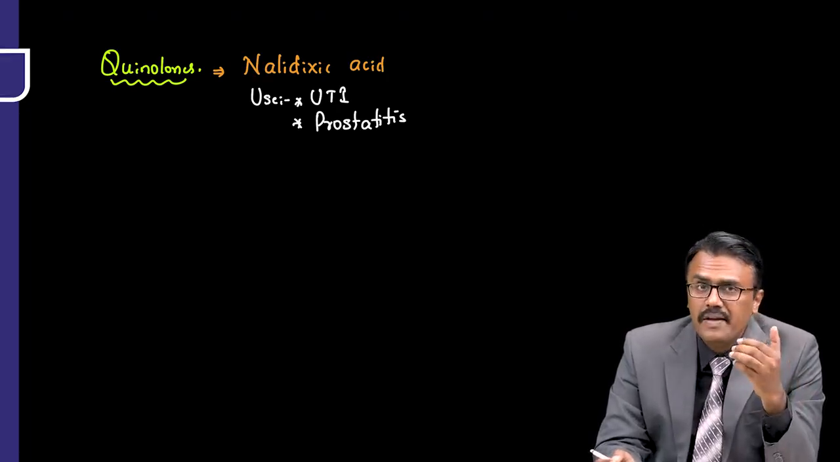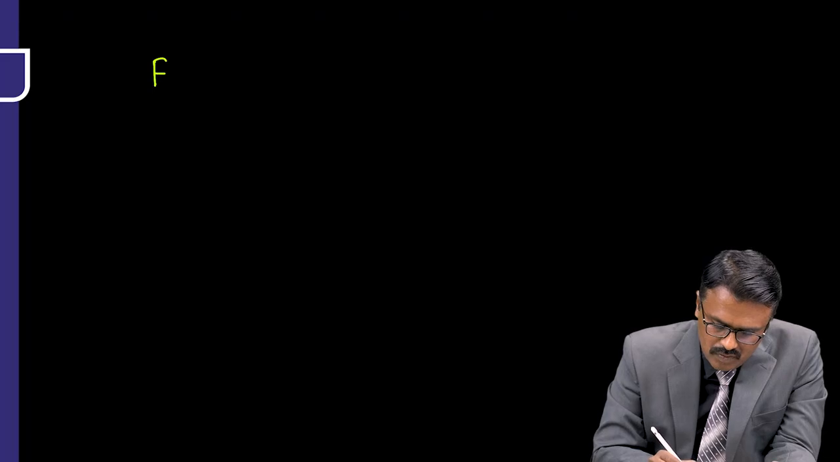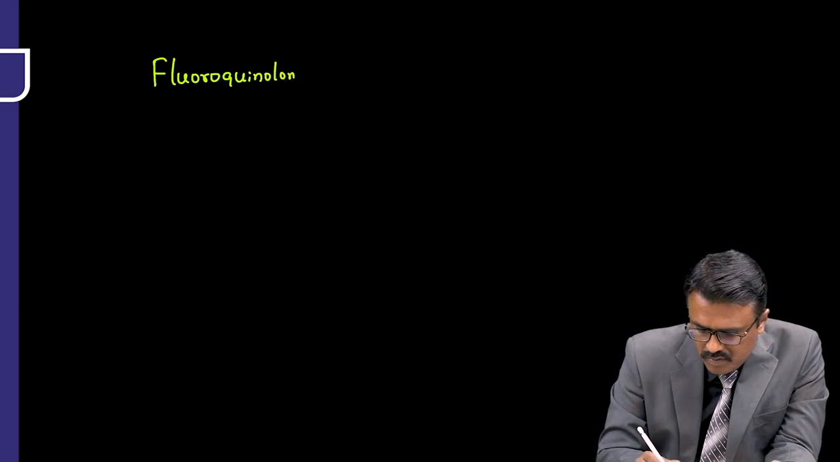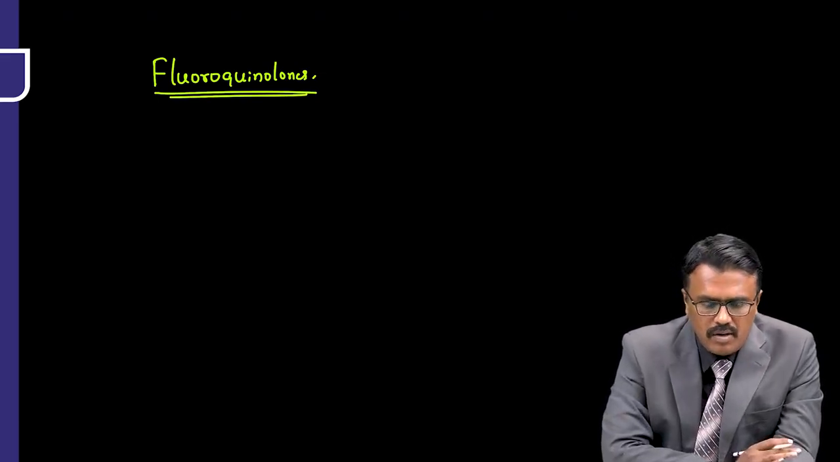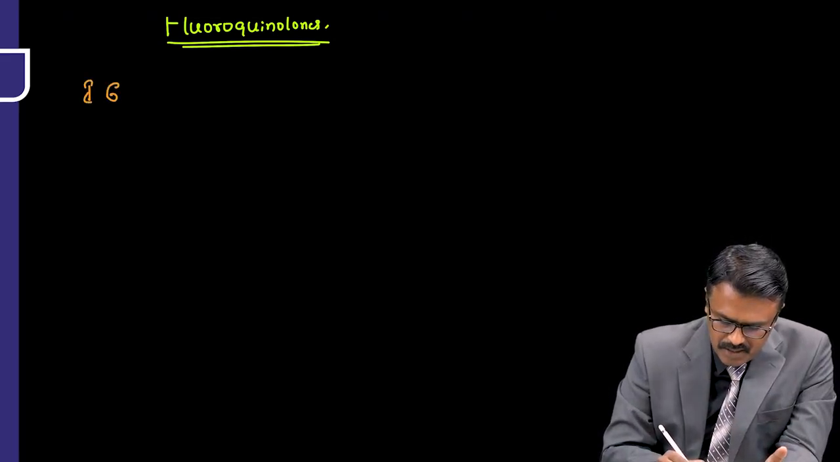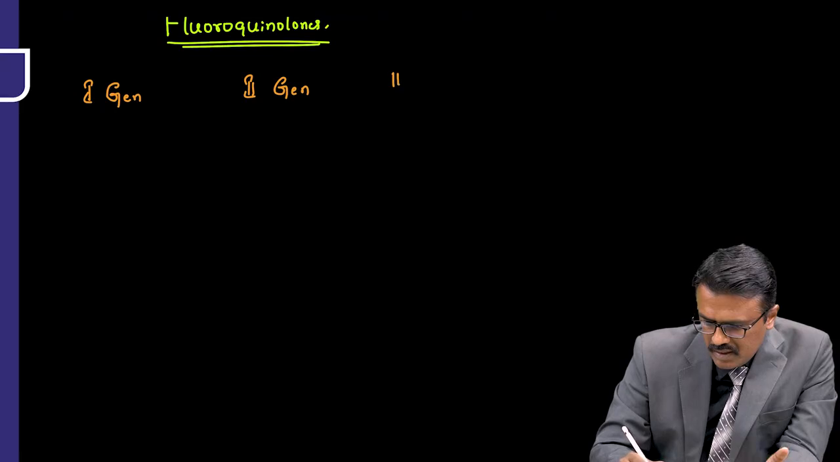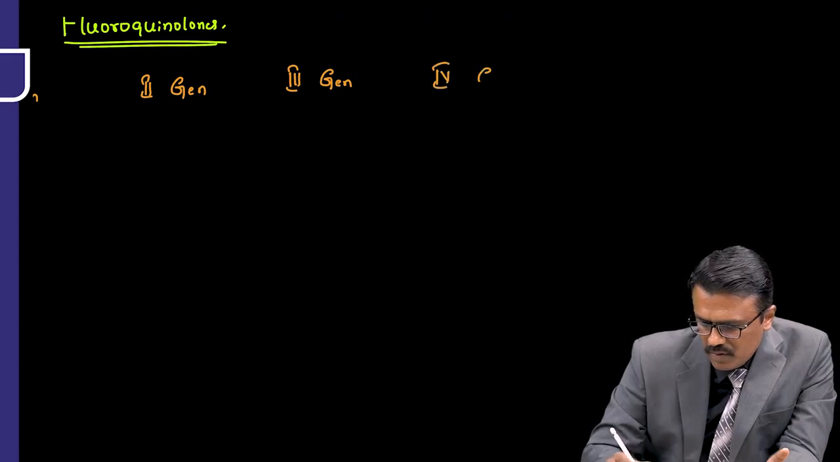Then we changed the structure of the drug, and we came up with another group of drugs called fluoroquinolones. In fluoroquinolones, we have generations. Generation means they have different activity. Let me write the generations: first generation, then second generation, then third generation, and then fourth generation fluoroquinolones.